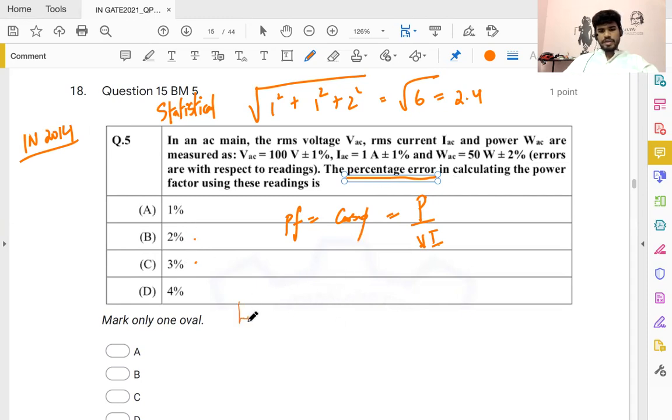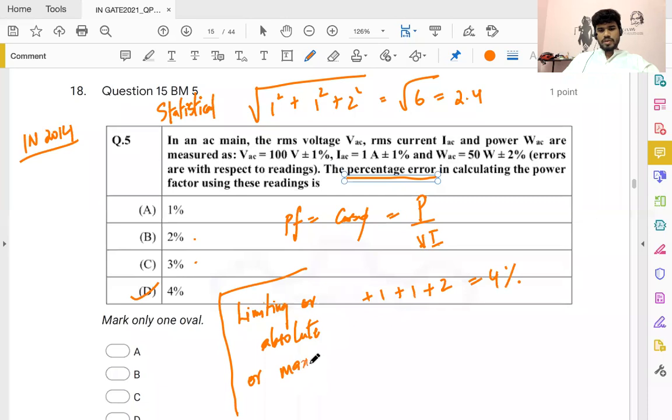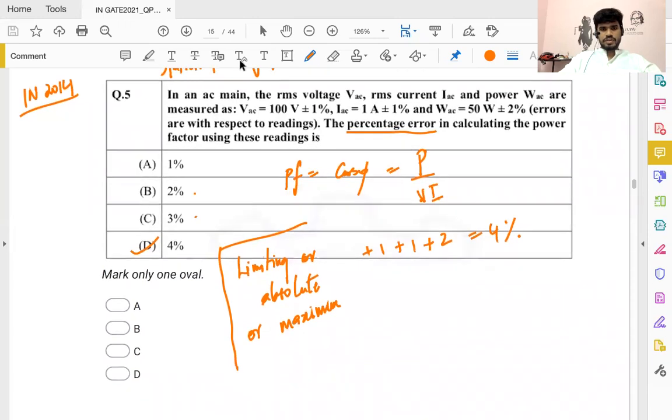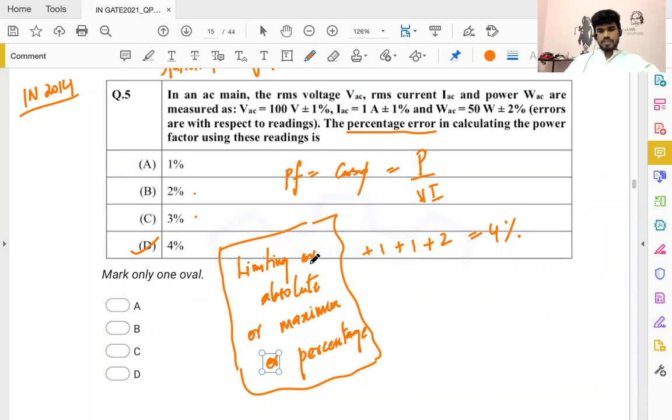If you try limiting or maximum or absolute error, all the errors are maximum: +1, +1, +2. All are in percents, so this is 4%. So you get 4%. The best way out of this is they certainly imply, at least here, percentage means limiting, absolute or maximum. Again, I refer to some high school books in physics. JEE also asks this question, but percentage they refer to limiting. But let's get back to this convention.